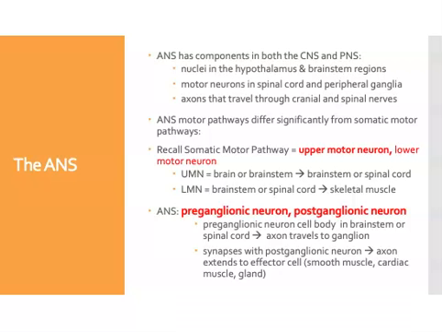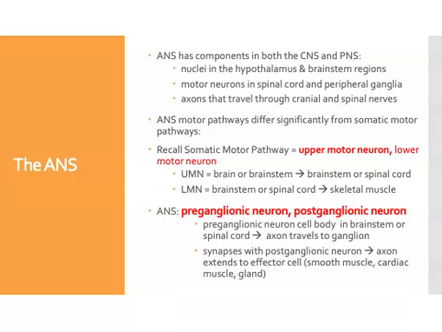The autonomic nervous system has components in both the central and the peripheral nervous system. The nuclei are going to be found throughout the brain in the hypothalamus, which is part of the forebrain, and in different regions of the brain stem, both midbrain and hindbrain. The motor neurons are going to travel through the spinal cord and through peripheral ganglia. And the axons will be heading off to the body through both cranial nerves and spinal nerves.